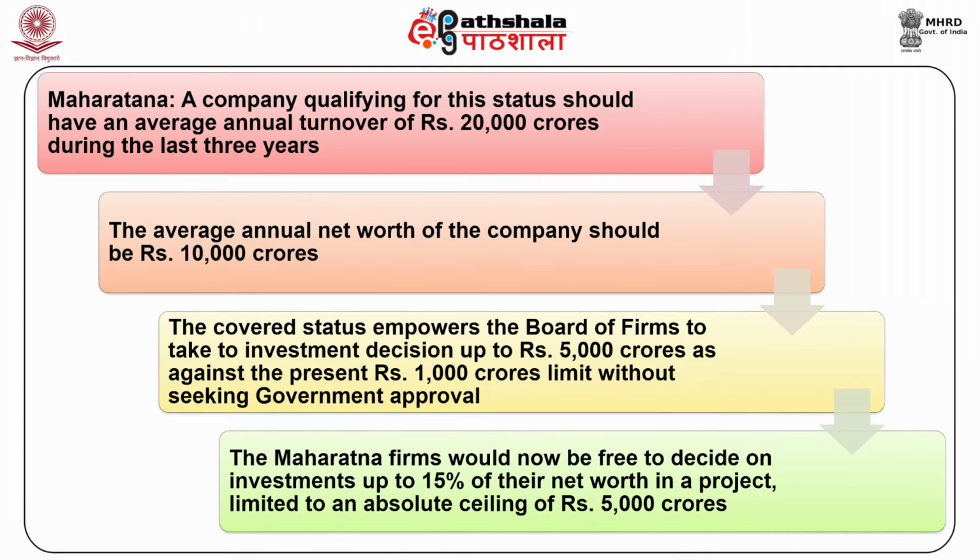The first is Maharatna. A company qualifying for the Maharatna status should have an average annual turnover of rupees 20,000 crores during the last 3 years. The average annual net worth of the company should be rupees 10,000 crores. The coveted status empowers the board of firms to take investment decisions up to rupees 5,000 crores as against the present rupees 1,000 crore limit without seeking government approval.